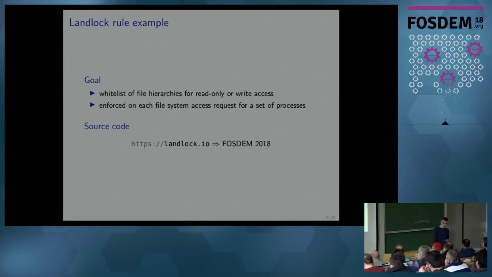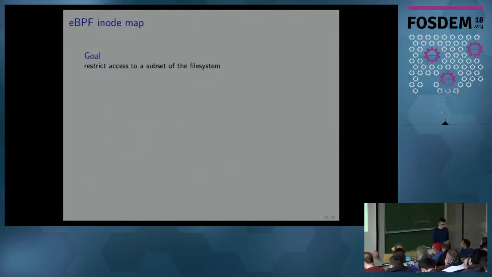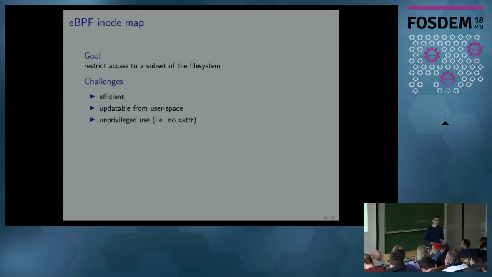So to be able to enforce a security policy on a whitelist of file hierarchies, you first need to create some whitelists. And actually, in the kernel, there's no way to express what is needed for Landlock. So the goal is to be able to list a set of files. But there are some challenges here. First, obviously, we want this to be efficient because there are a lot of access requests performed at the same time, requested by a lot of processes.